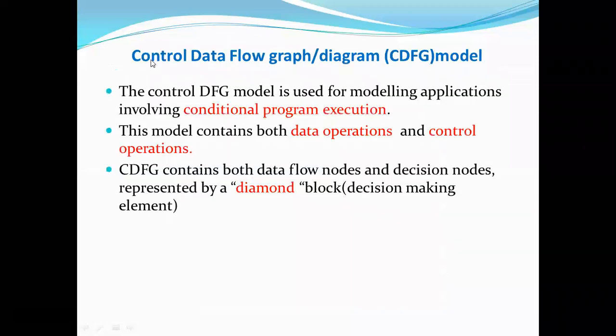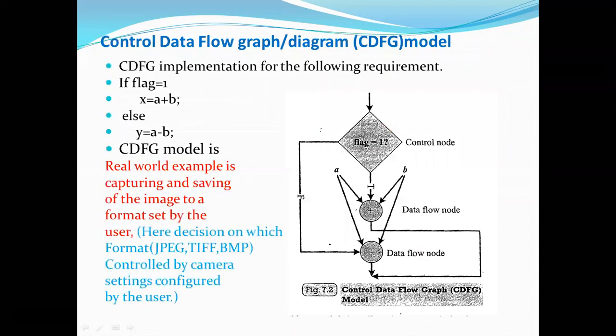Next we will see the control data flow graph diagram, or the CDFG model, right? Here it also uses the data flow diagram, but conditional statements are included in this as well. The conditional statements are represented using the diamond, the decision-making element. We'll try to understand this with an example. Here you just see the control data flow graph model, right? Suppose there is one embedded system, assume that there is one data flow to be designed.